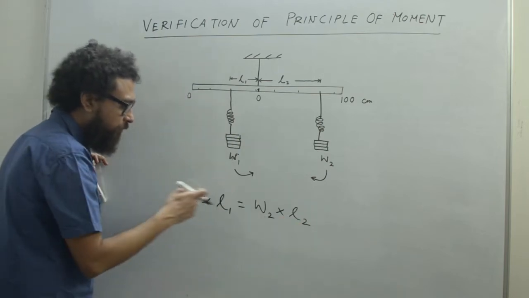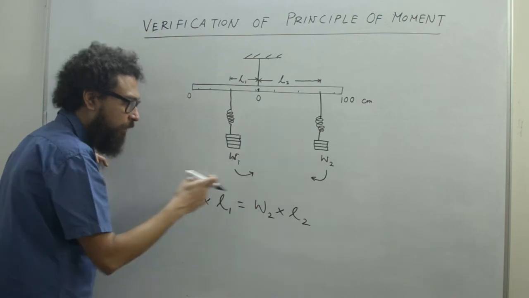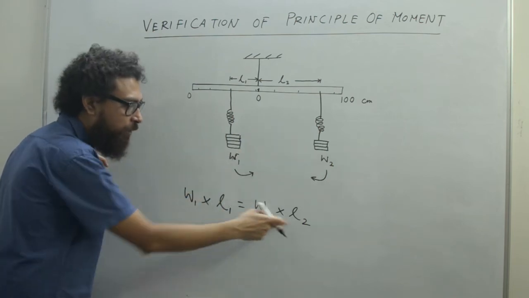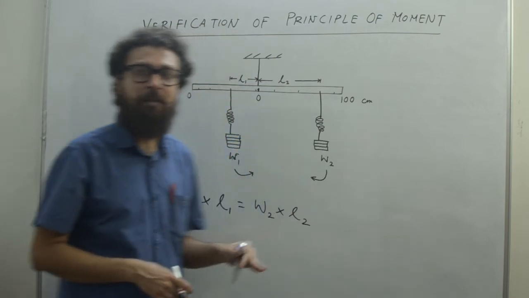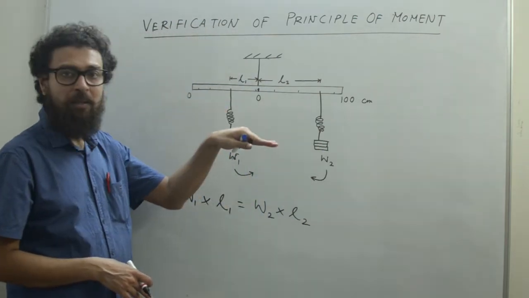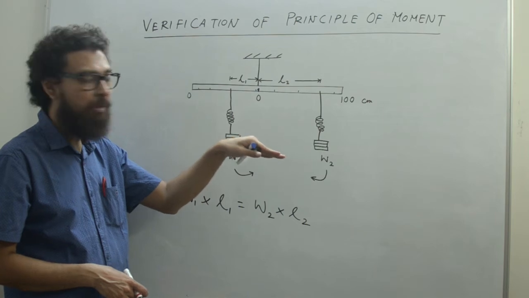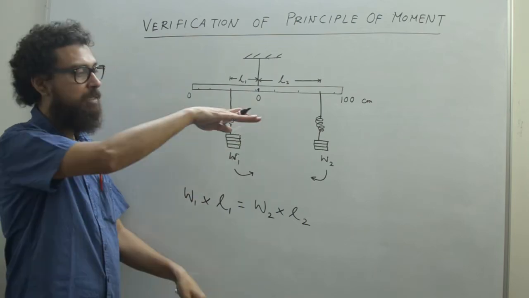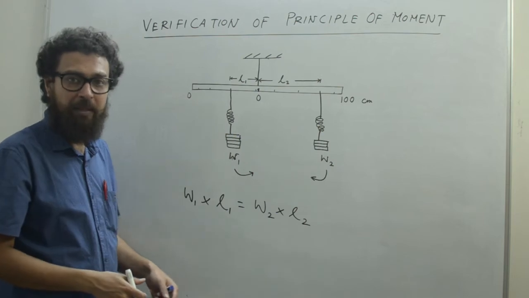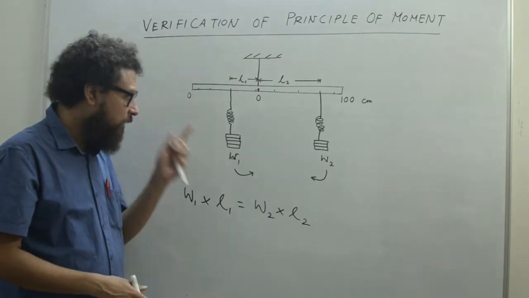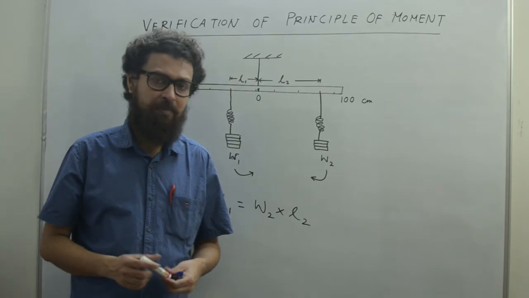So we know the weight we have measured here, and also we know W1. In this way we can verify the principle of moment when the wooden scale, 100 centimeter or 1 meter long, is horizontal and straight like this. This way we can verify it, and this is the fact that will be used in solving numericals.